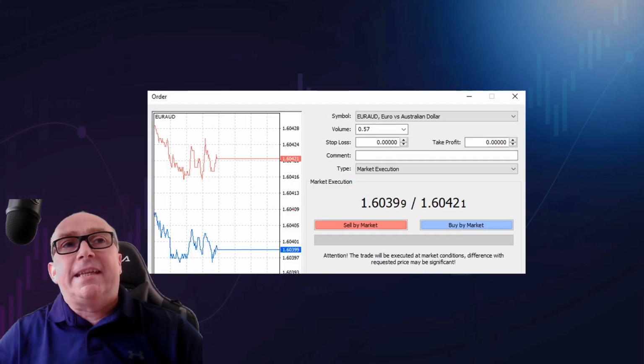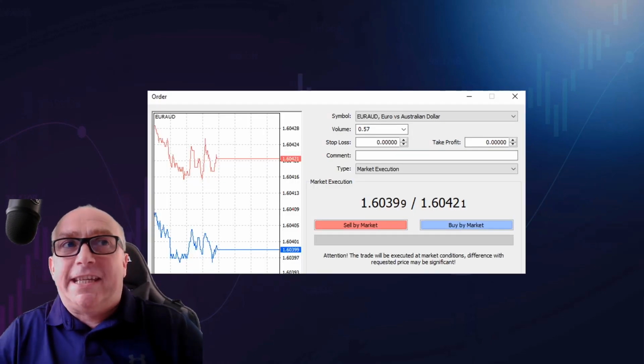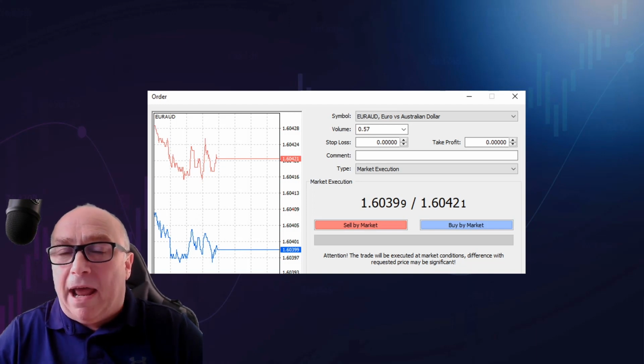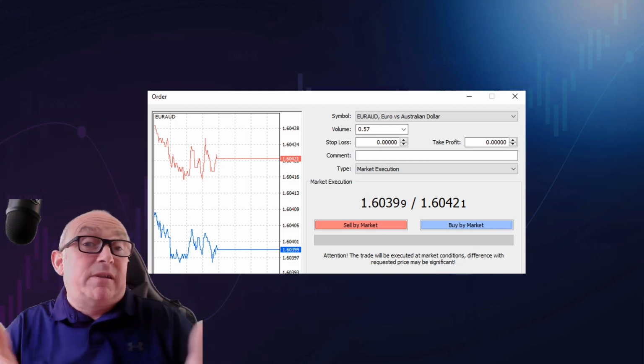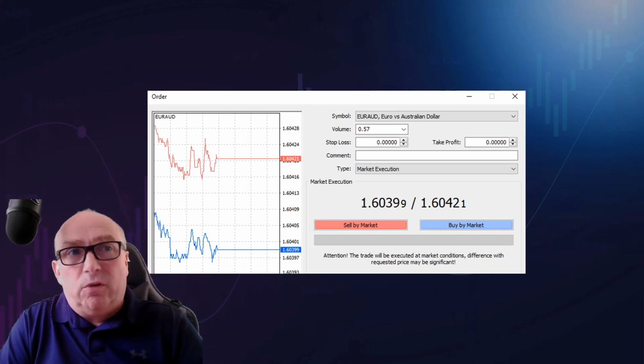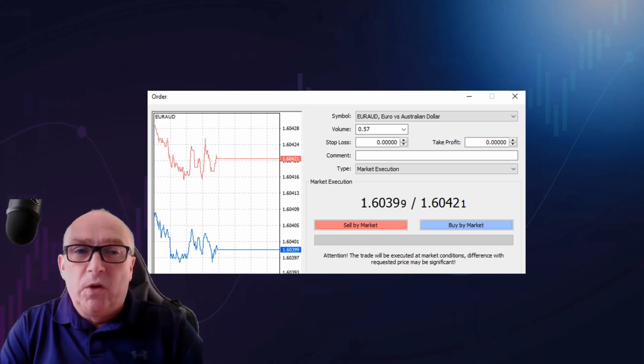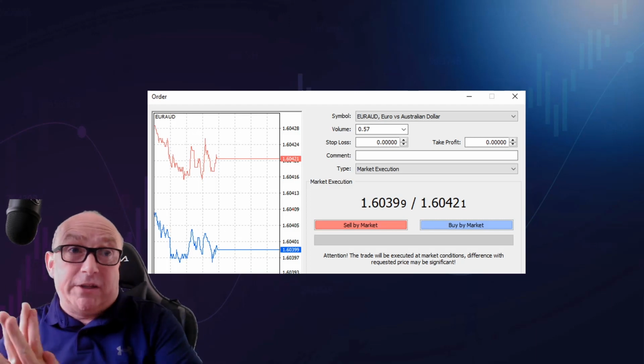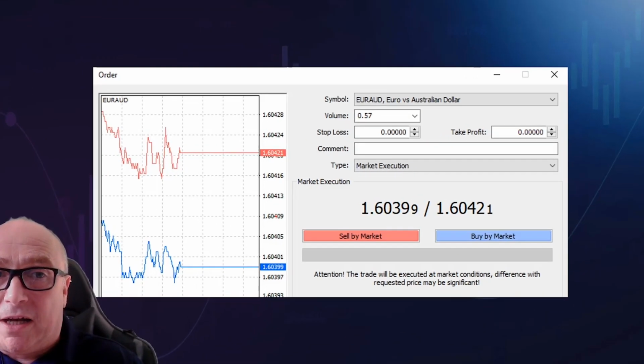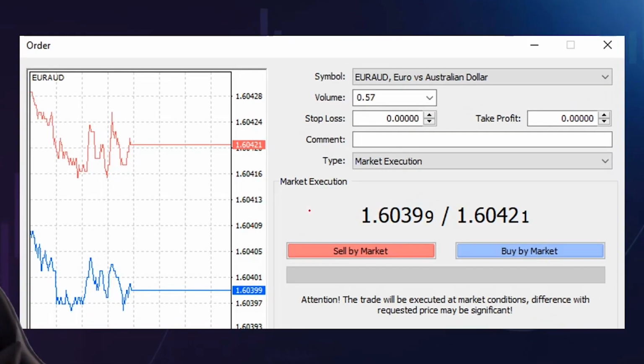Let me explain. This is a simple trade ticket. Now, I pulled this from the MT4 platform. MT4, MT5, pretty similar. In fact, on most trading platforms, trade tickets will look very similar, normally consisting of two prices, the bid price and the asking price. Now, if I want to buy the market, that basically means I want the market to go up, then I'll be looking to buy at market. Remember, this is market execution as opposed to a pending order. More about that in a moment.